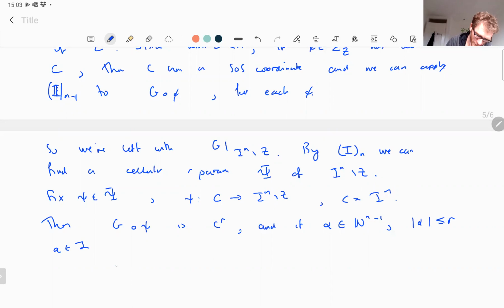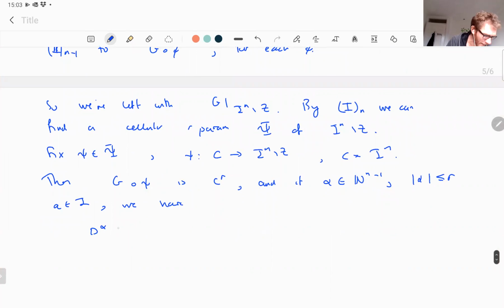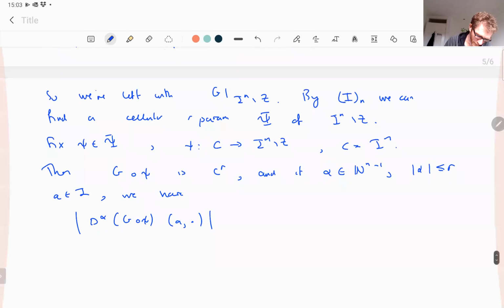We have to check D^alpha of g of psi, evaluated with a plugged in, evaluated at some points here. We have to see how this behaves. What do I get? So psi is a cellular map. So psi_1 only depends on the first coordinate. So psi_1 only depends on a. It doesn't depend on any of the stuff over here. So that means we get this.